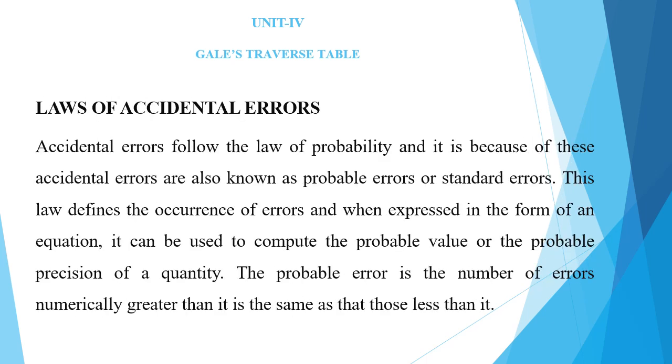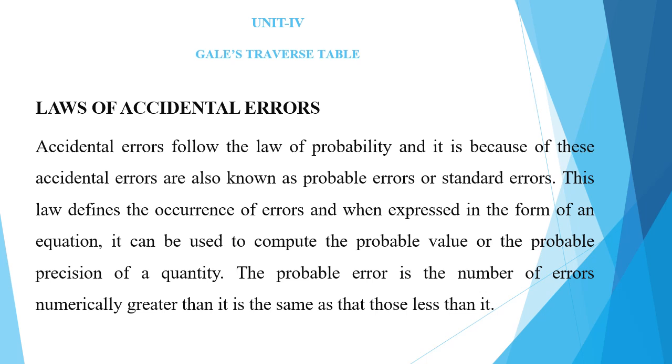Laws of accidental errors. Accidental errors follow the law of probability, and because of this, accidental errors are known as probable errors or standard errors. This law defines the occurrence of errors, and when expressed in the form of an equation, it can be used to compute the probable value or probable precision of a quantity.